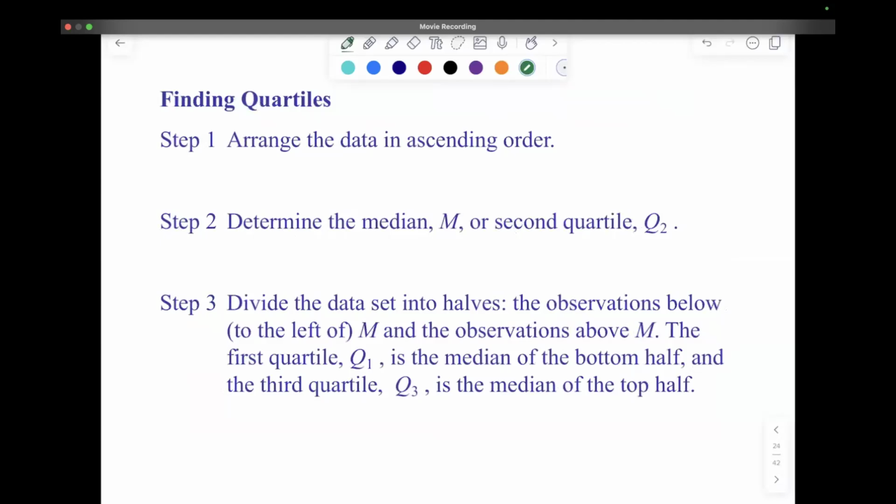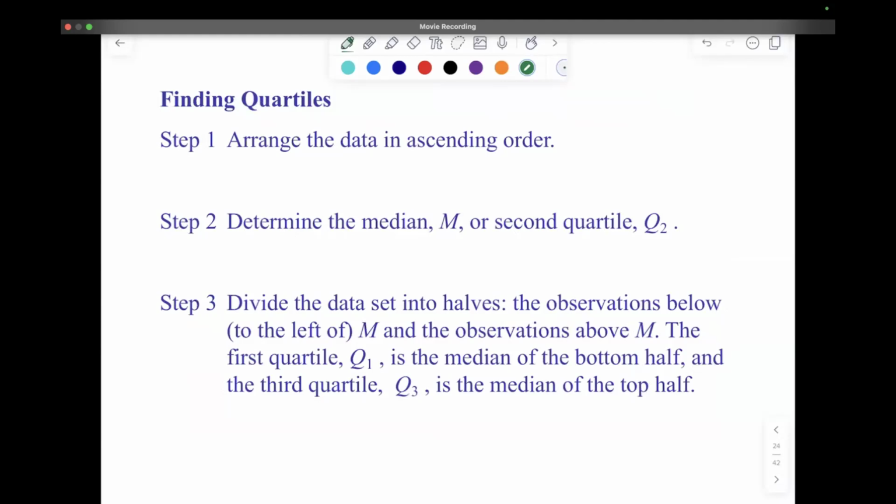So in order to find the quartiles, these are a lot of words. I don't recommend writing all of these words. So arrange the data in ascending order, so smallest to largest, then find your median. We've already done that. We've found medians before. We know what the median is.